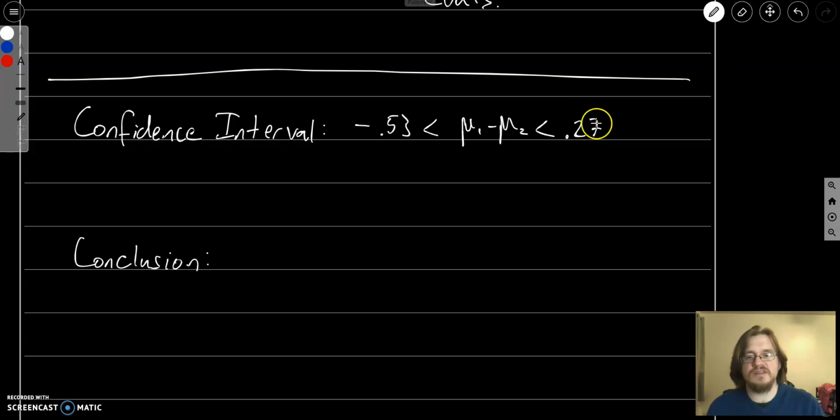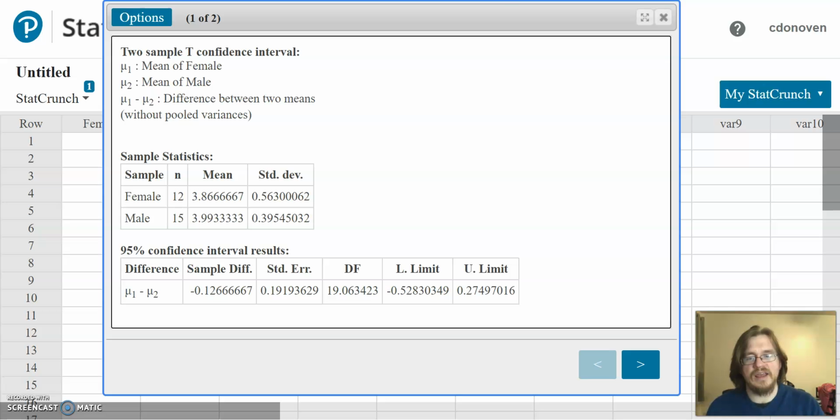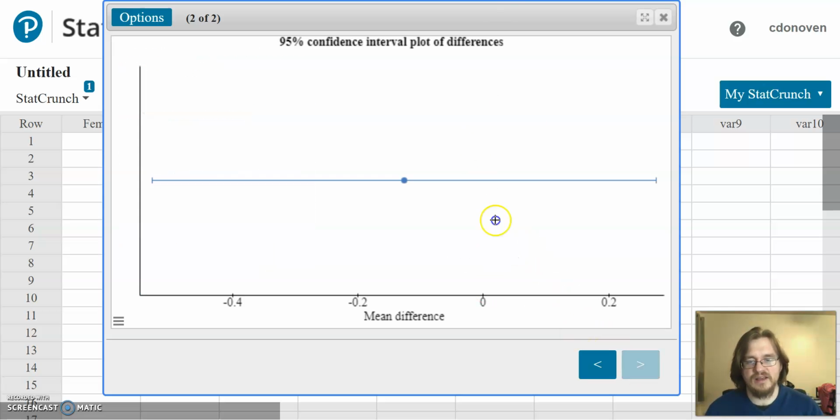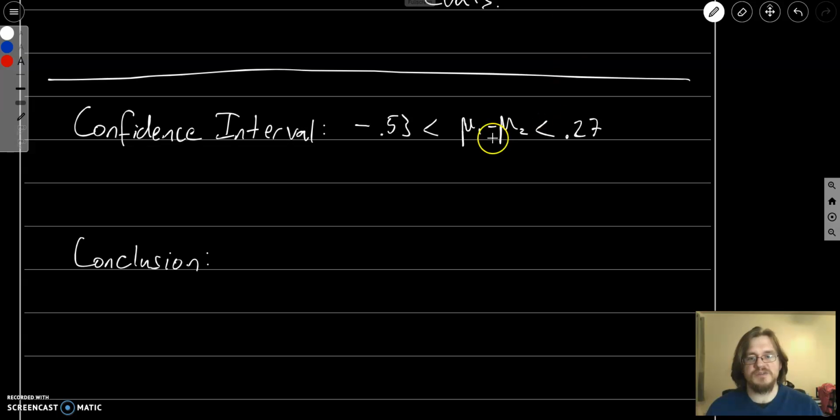So when we look at this confidence interval, and again we can display it graphically as they do here. It's not a super nice picture, but we can see that it goes all the way from over here up to here, and the point is 0 is contained in this confidence interval. So the difference between mu1 and mu2, the difference between the two means, could be 0.